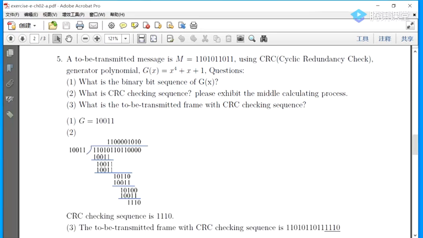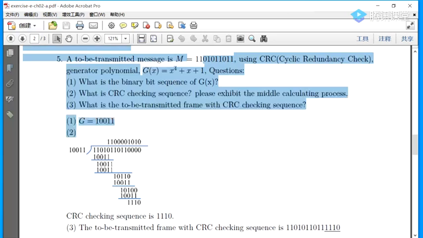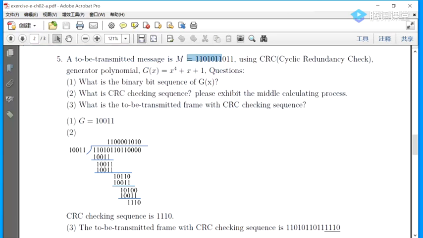Okay. The sequence to be transmitted is this one. Using CRC, the generator polynomial G(x) is this one. What is the binary bit sequence? The binary bit sequence is 1, 0, 0, 1, 1.